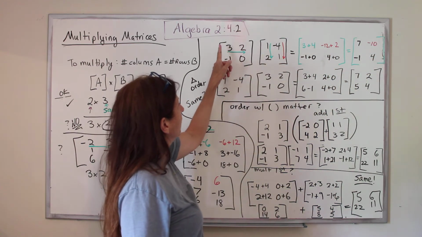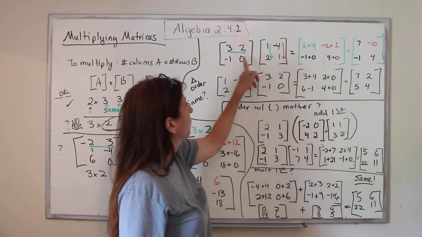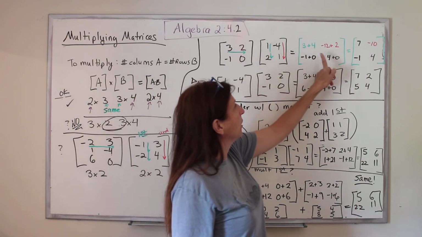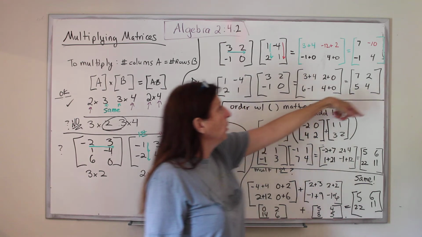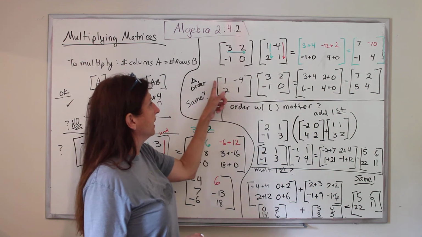Now we're going to do this one. Negative 1 times negative 4 is positive 4. And 0 times 1 is 0. 4 plus 0 is 4. Woo! Let's do it again. Now we've switched them and we're going to do it again.